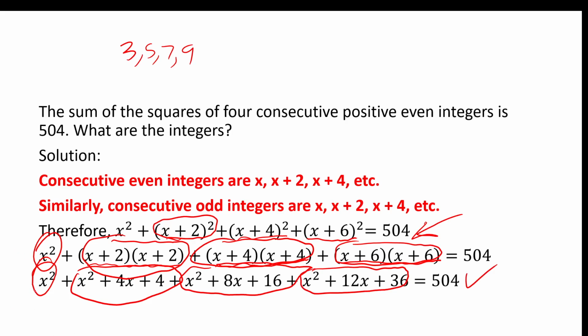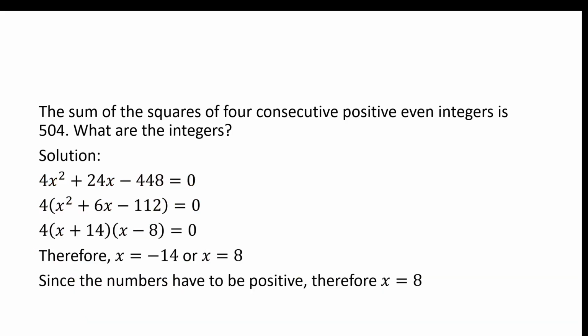So all we're going to do now is just collect like terms. We've got 4x squareds. Then we have a 4x, an 8x, and a 12x, sorry, so that'll be 24x. And then we have a 4, a 16, and a 36, so that'll be, I think, 56. And all of that will equal 504. And now we'll be able to solve that quadratic. Okay, and that's what we show on the next line there.